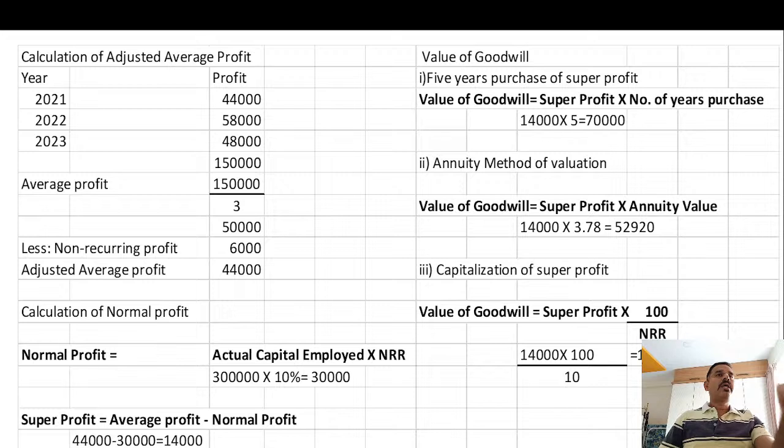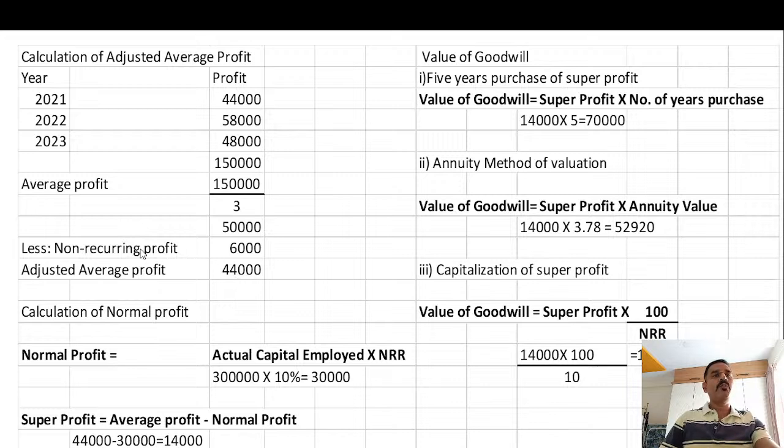See, calculation of adjusted average profit. First we have to calculate the average profit. Profit for 2021 is 44,000, 2022 is 58,000, 2023 is 48,000, so the total is 1,50,000. Average profit equals 1,50,000 divided by 3 years, so the average profit is 50,000. In this there is an adjustment, non-recurring profit. Average non-recurring profit is 6,000, so you have to subtract it. Then you get the adjusted average profit, that is 44,000.